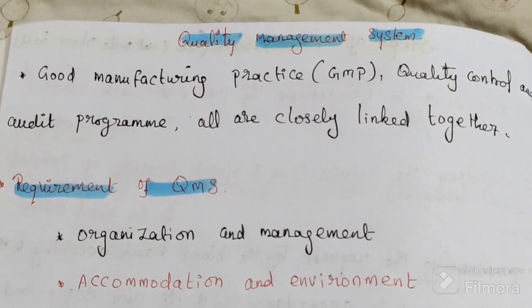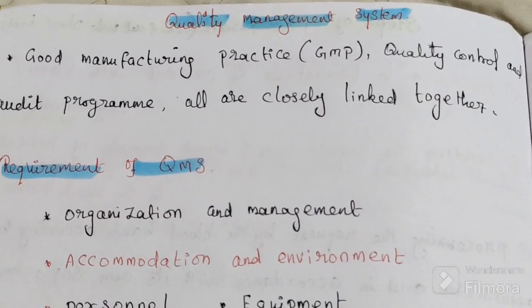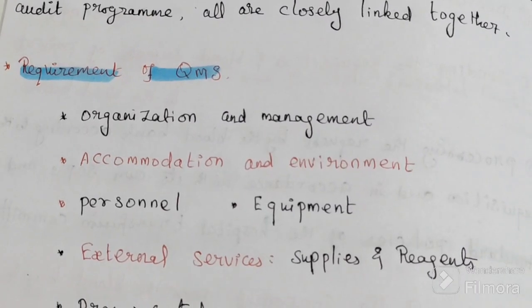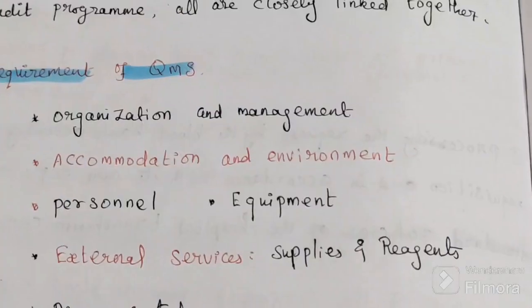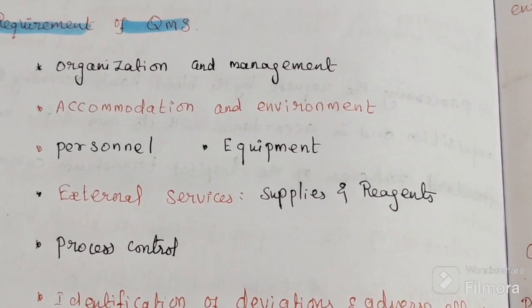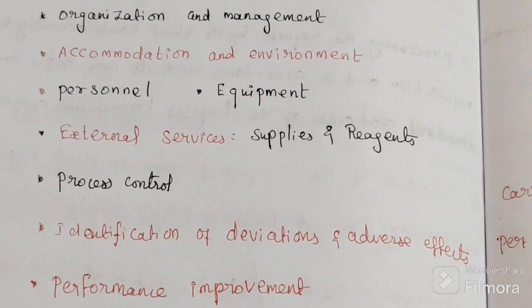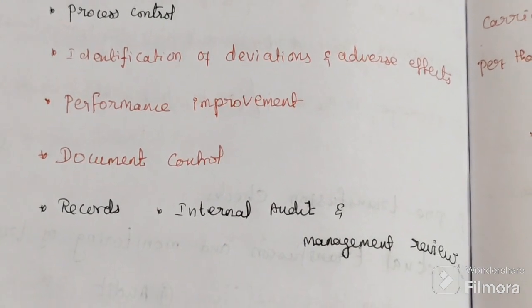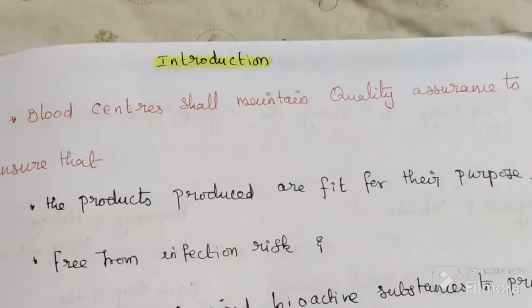So quality management system, good manufacturing practice, quality control and audit program are closely linked together. Requirements of QMS: organization and management, accommodation and environment, personnel and equipment, external service, process control, identification, performance improvement, document control, records, internal audit and management review.